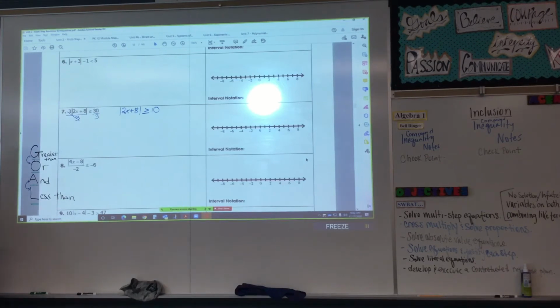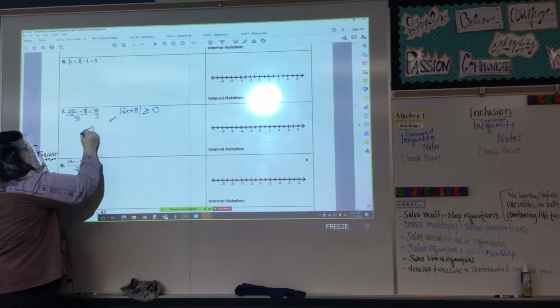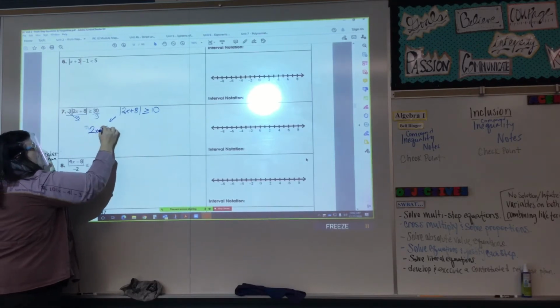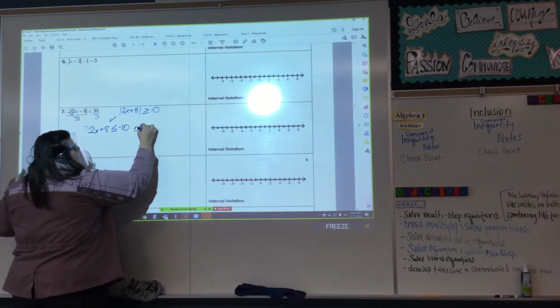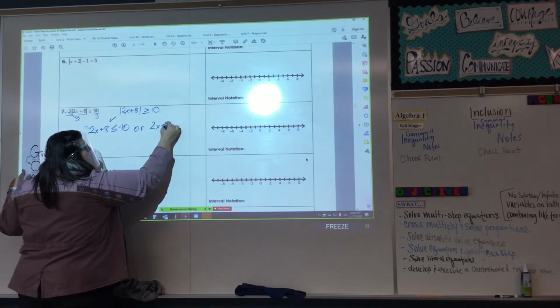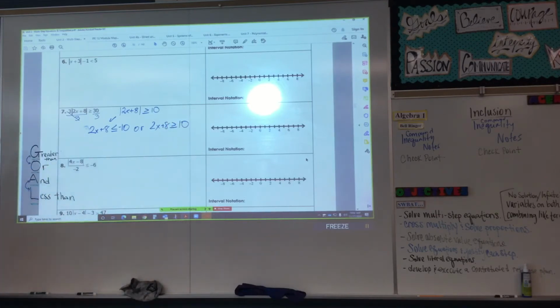Going back to my goal, G is greater than, so that makes this an or inequality. So we're going to separate it. 2x plus 8 is less than or equal to negative 10, or 2x plus 8 is greater than or equal to 10. This is really helpful. You always want to score a goal.